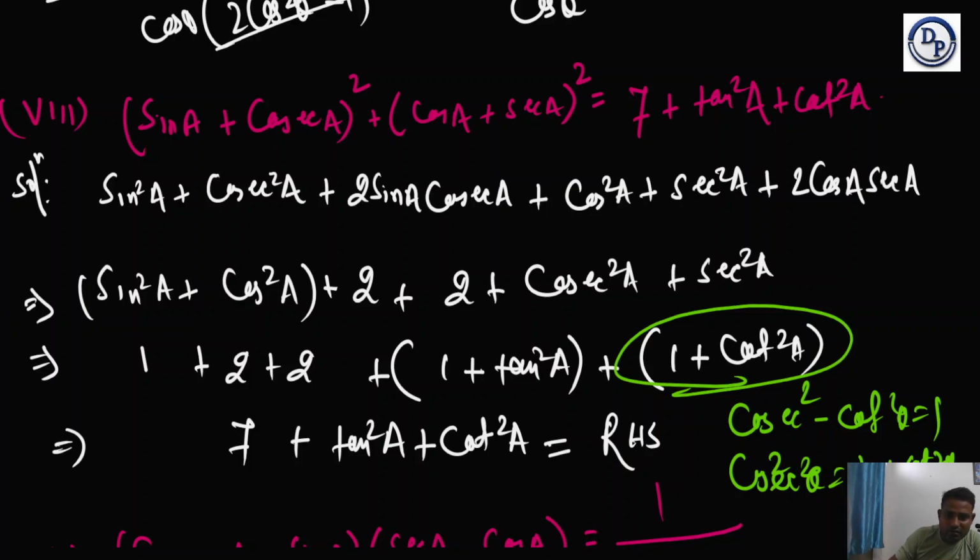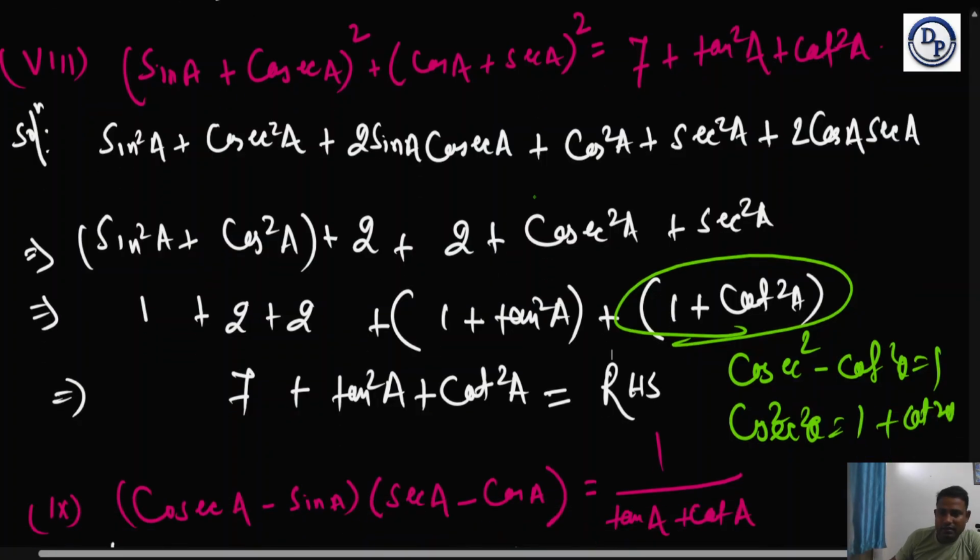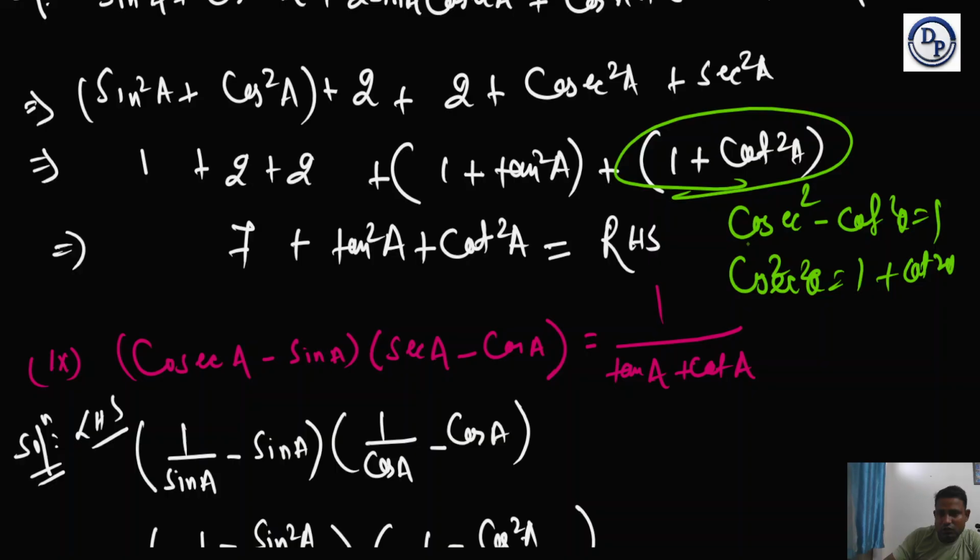Similarly, we know what sec square is. This is an identity. You can see cosec square A minus cot square A, or whatever you write, gives us 1, from where cosec square A I can write as 1 plus cot square A. So I wrote this cosec square A here. Similarly, I did here as well.